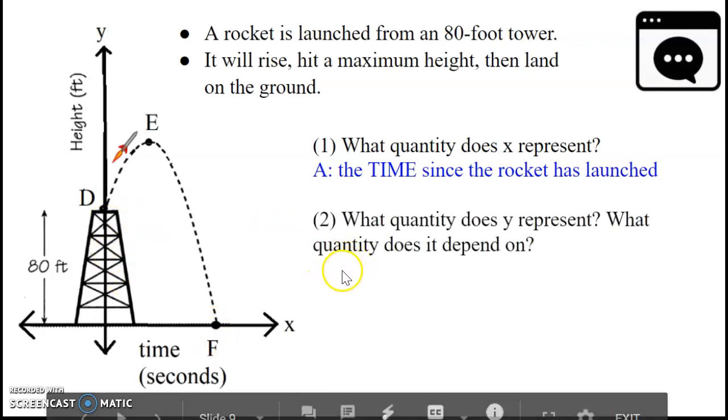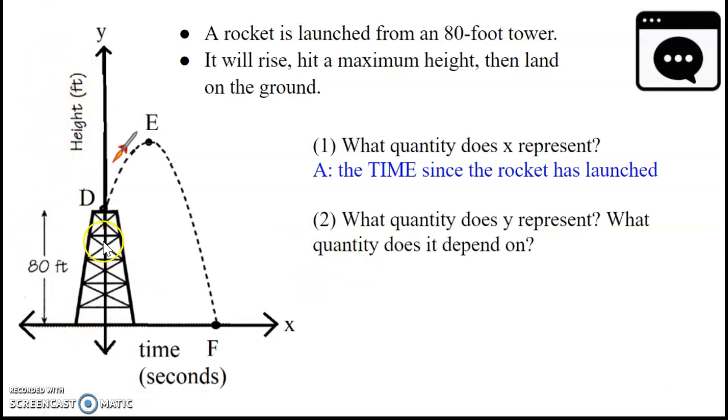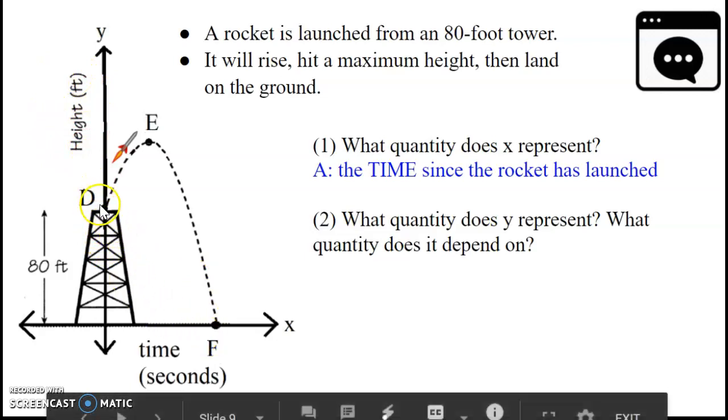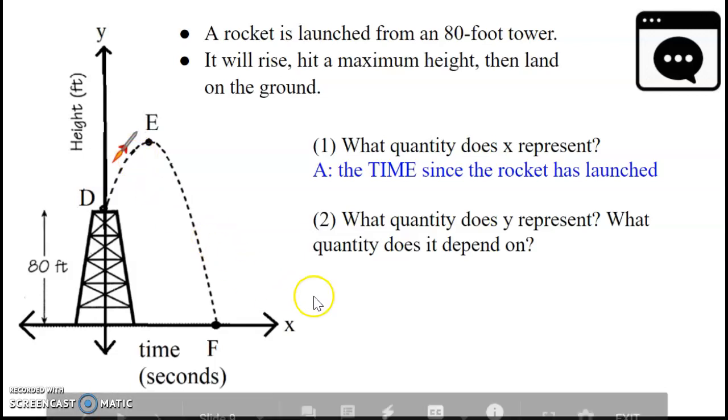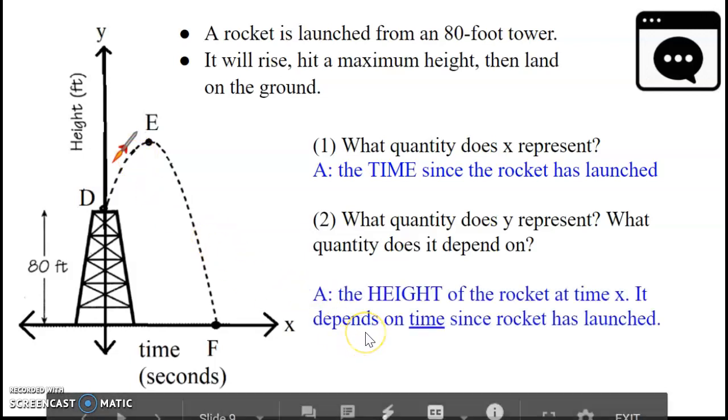And what quantity does y represent? Look at the y-axis, it's the height. At any given time, it's the height of the rocket at a certain point. So it's the height of the rocket at time x. It depends on the time since the rocket has launched.